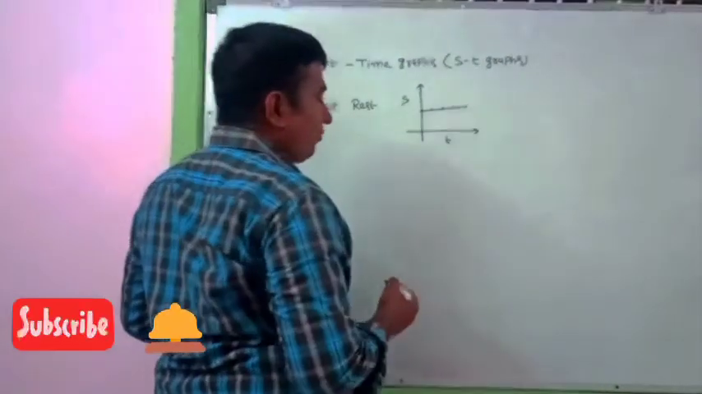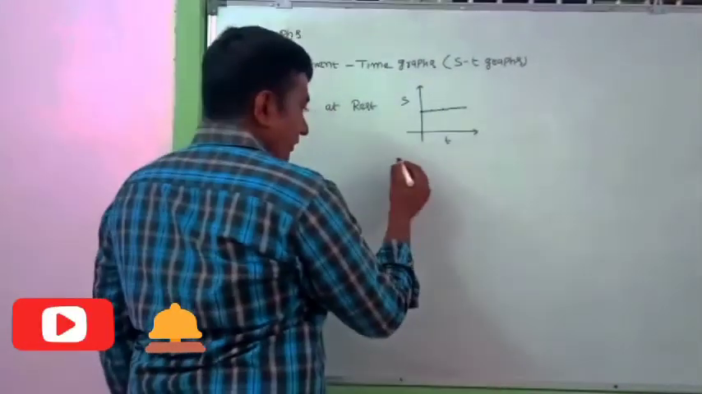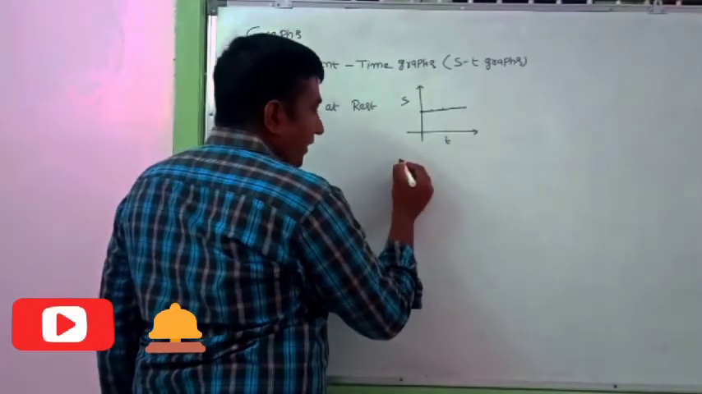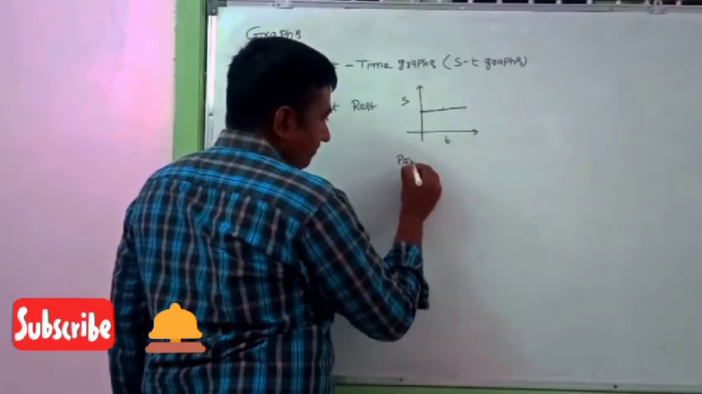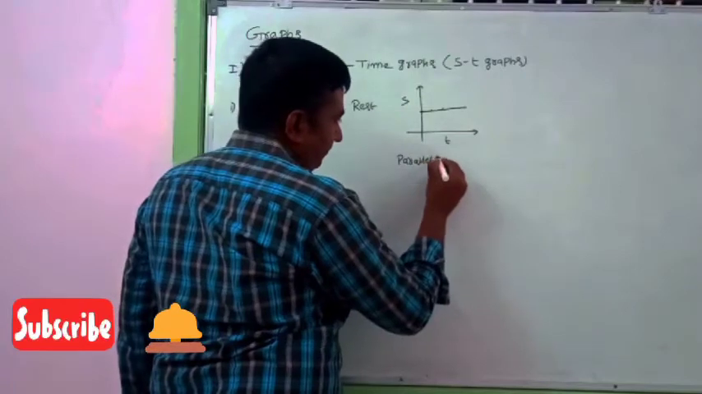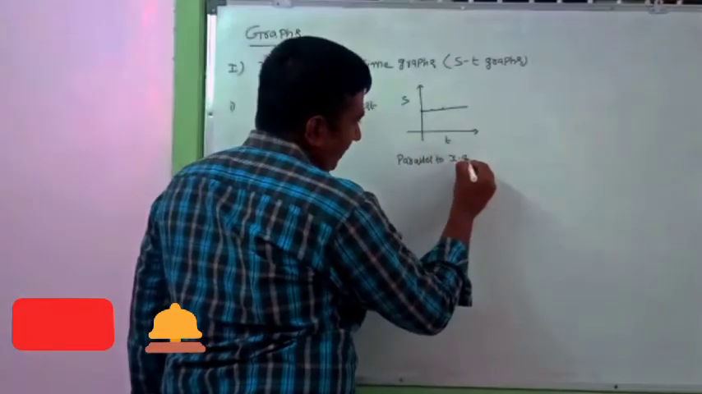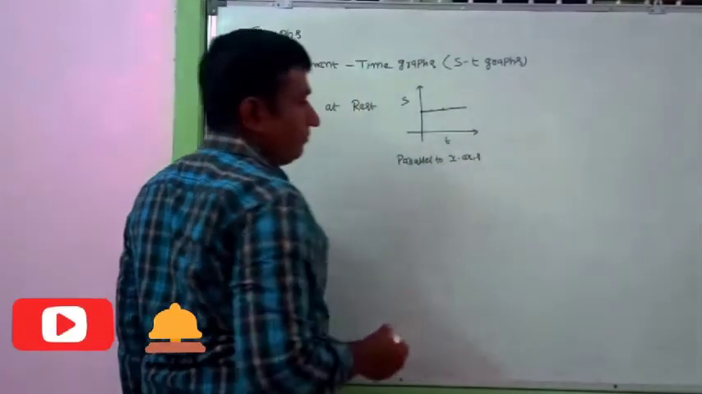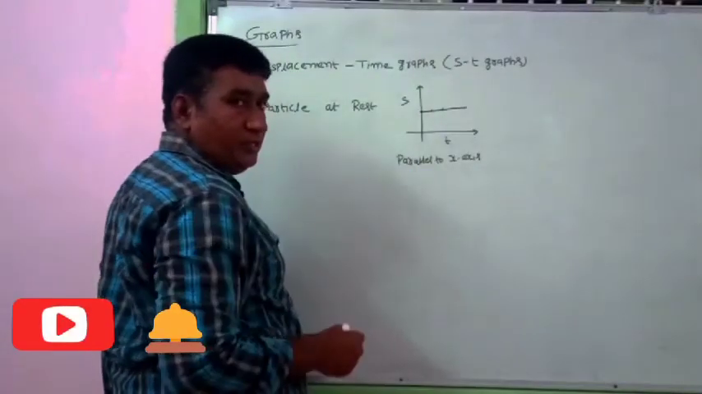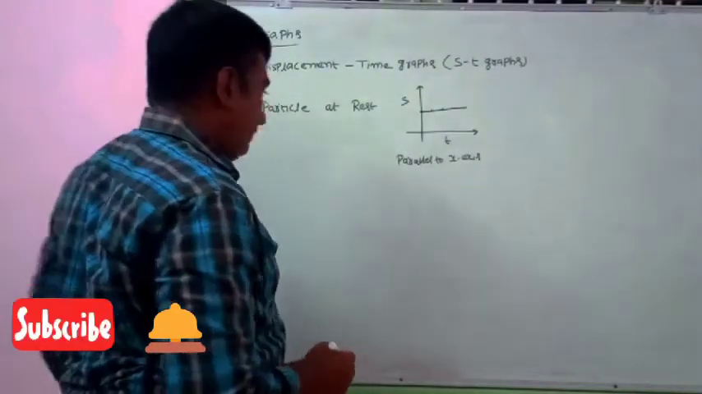So in such a case, what we can tell here is the graph is parallel to the x-axis. The displacement graph will be parallel to the x-axis.